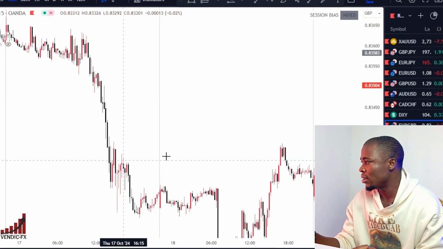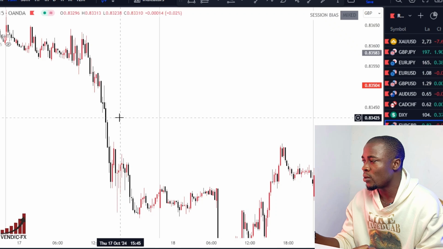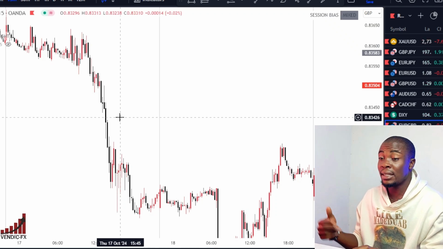This is a clean LTA. You get a close above here with your bias. Why this one filled up is because it's against the trend.